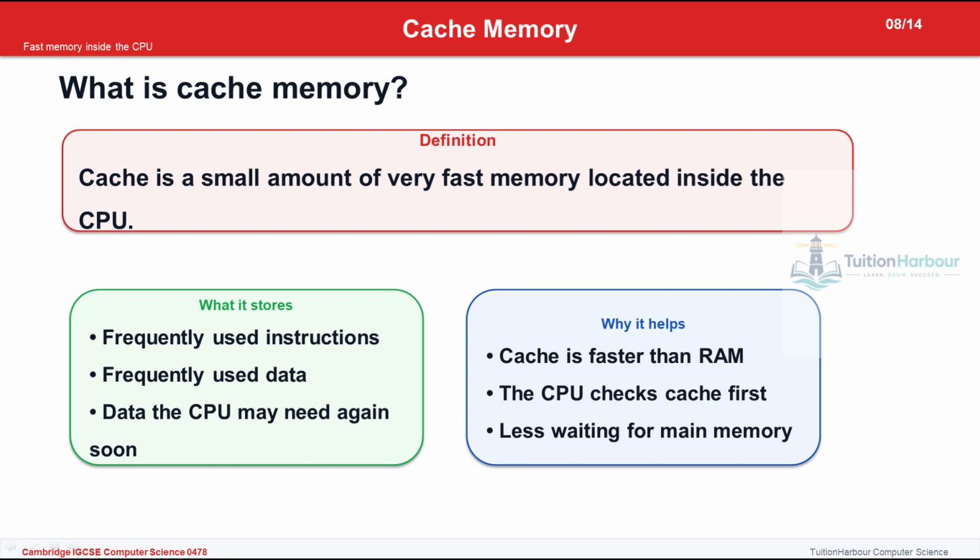Cache memory. Cache is a small amount of very fast memory inside the CPU. It stores frequently used instructions and data. Cache is faster than RAM, so it reduces the time the CPU spends waiting for information.